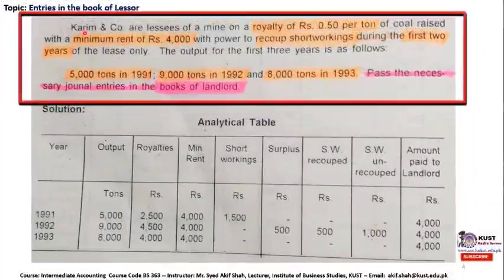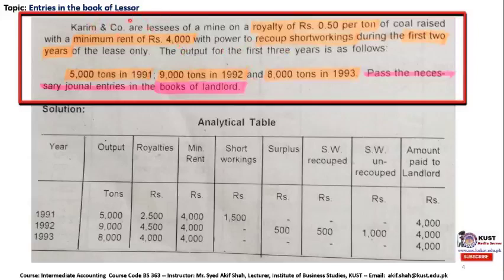Here we can see that Karim and Co. stands for Karim and Company. Karim and Company are lessee of a mine. The first point to ponder is that Karim and Company is the lessee, not the landlord, on a royalty of 0.5 rupee per ton of coal raised with a minimum rent of 4,000. Now this statement is quite long, so let's understand it step by step.